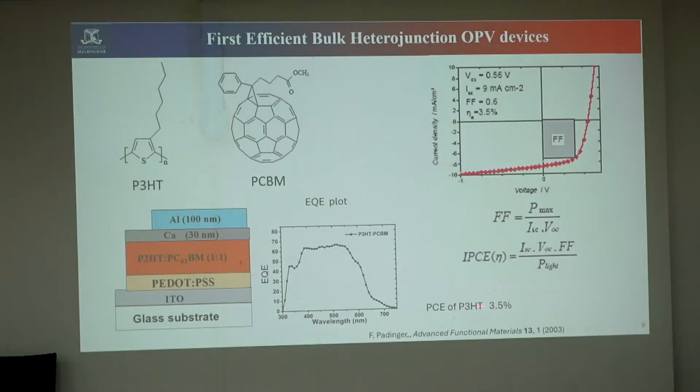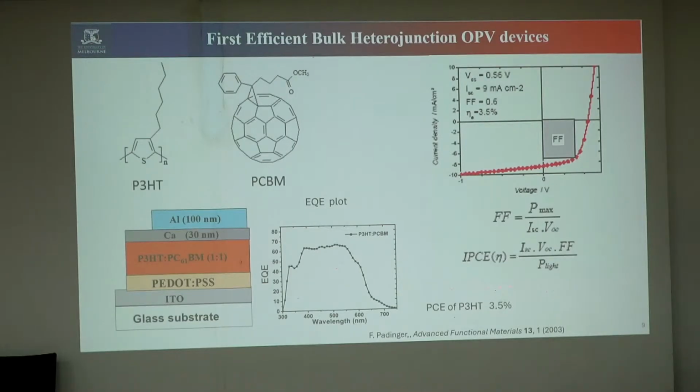So here we are getting 3.5. This is a very early stage. In 2003 they got 3.5. Just now you saw how the improvement is going on, starting from 3% in 2003 to now 20.4% in, I think, 20 years' time. So this is the evolution and development of the organic solar cell.